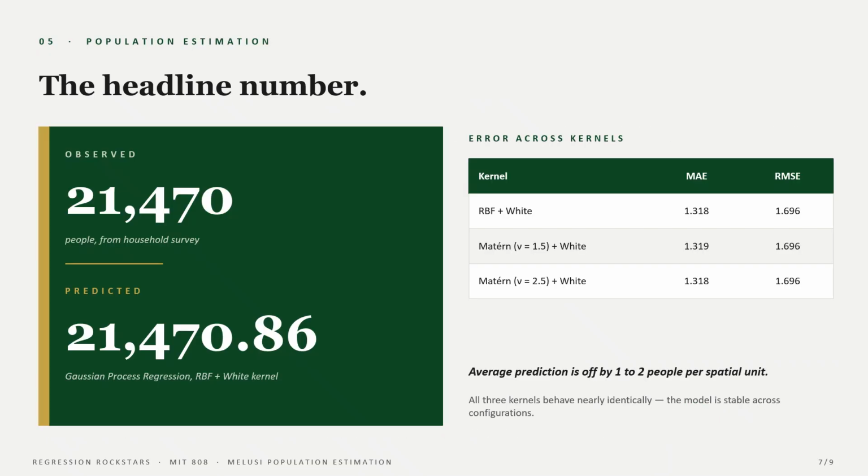Here, these are our headline numbers. As you can see, the household survey observed 21,470 people across Melusi. Our Gaussian process model predicted 21,470.86, which is a difference of less than 1%. And as you can see, also the model is stable across configurations, and the predictions track ground truth tightly.